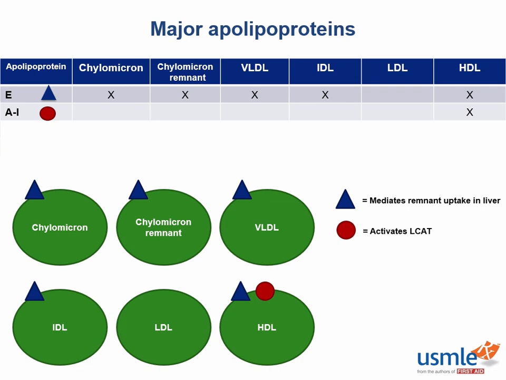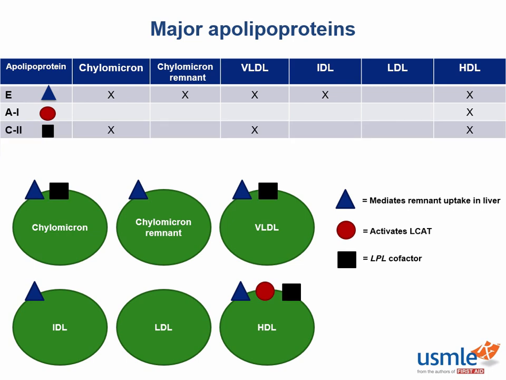Now next up, we have ApoA1, which activates LCAT, and this is found on HDL. Now LCAT converts cholesterol into cholesterol esters in the HDL molecule, so it makes sense that ApoA1 is found on the HDL lipoprotein. Now next up, we have apolipoprotein C2, and it's the cofactor required for lipoprotein lipase.